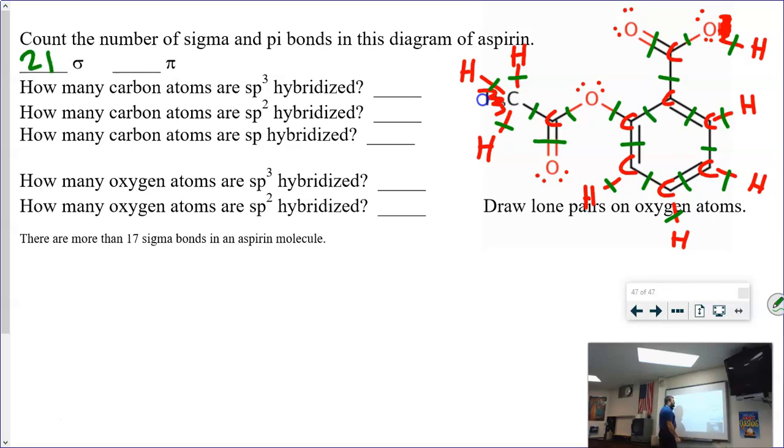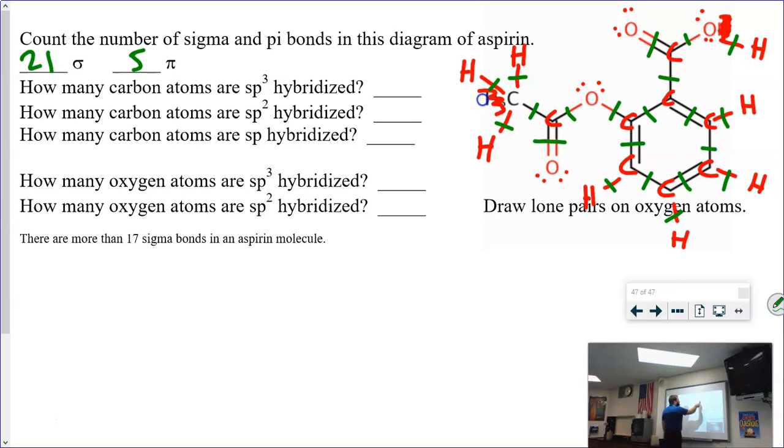Pi bonds, that's the double bonds, right? The first one here was sigma, the second one is pi. The first one here is sigma, the second one is pi. So 1, 2, 3, 4, 5. 5 pi bonds.